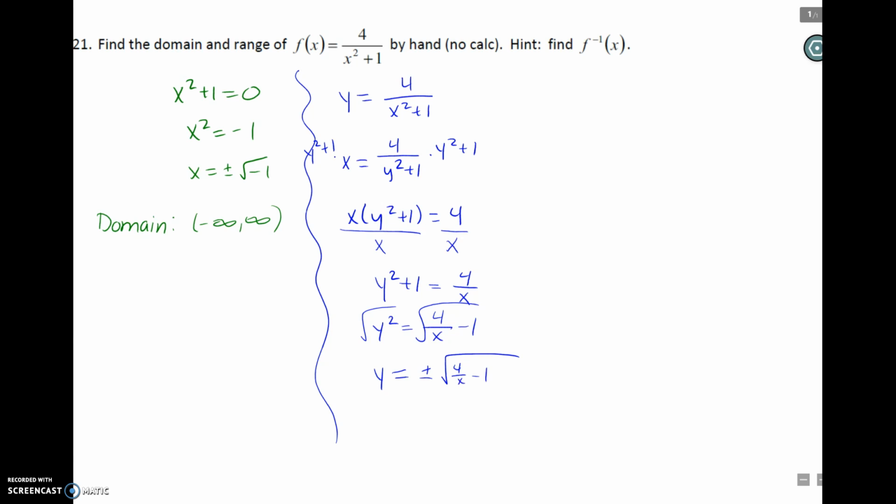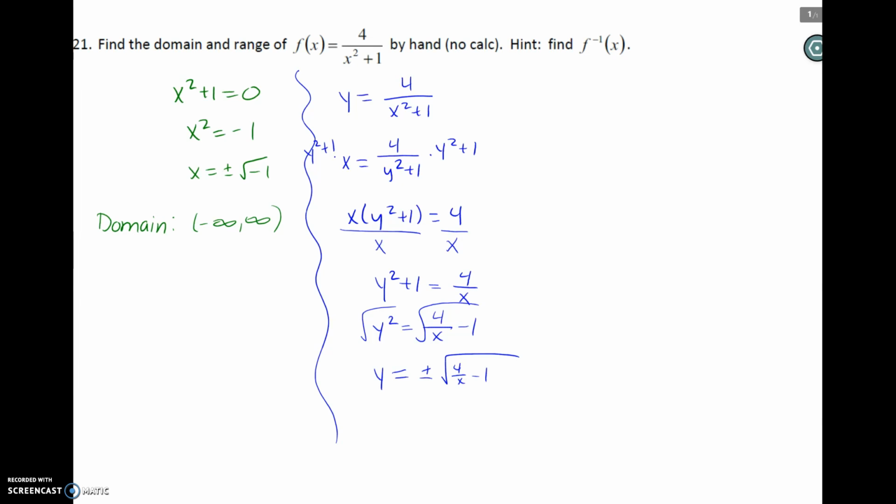Okay, so now we have our inverse, which is not a function, because it has the y squared, so you have the positive and the negative. When you plug in a number for x, you're going to get two answers for y. It's probably better to go ahead and clean up the fraction. Nah, I think we'll just leave it. So this is my y, and I need to find the domain of that.